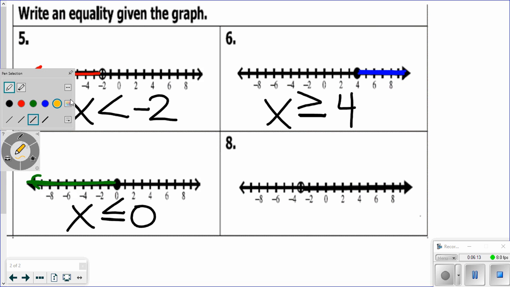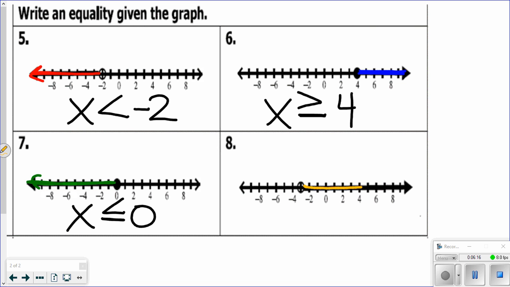Question 8. We need our x. Looks like our circle is at a -3. It is open, so I'm not going to put an or equal to line underneath because -3 is not included in my answer. And we are shaded towards numbers that are bigger than -3 or less than -3. Numbers that are bigger or greater than. So x has to be greater than -3.